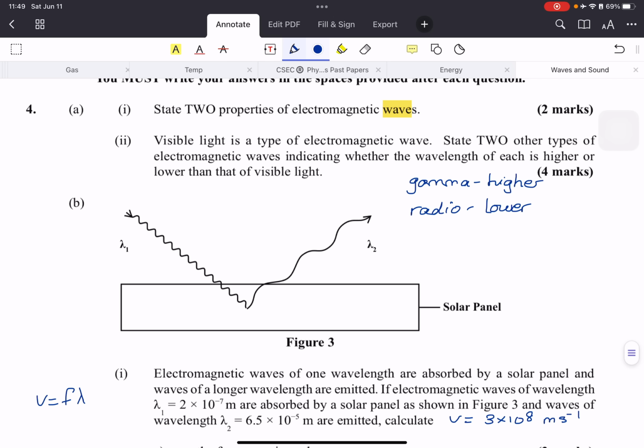You can choose 2 random ones: gamma waves, which have a lower wavelength, and radio waves, which have a higher wavelength than visible light, right? So on the spectrum, visible light is in the middle here. Going that way, you have the radio waves. Going this way, you have more of the gamma and the X-rays, right? So you should Google that or check it in a textbook and learn that, right? It's very important, and you get some easy marks there.